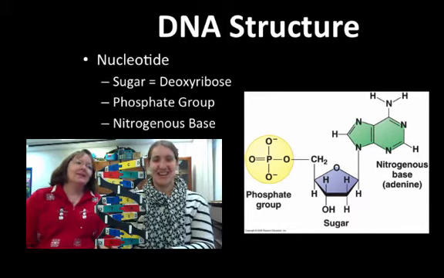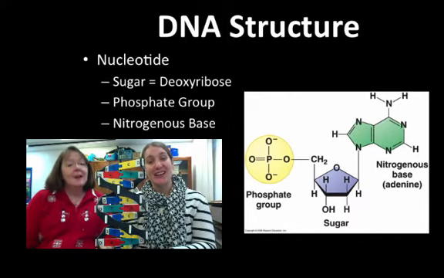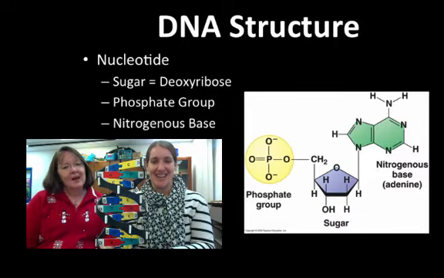We love DNA, made of nucleotides, sugar, phosphate, and a base bonded down one side.